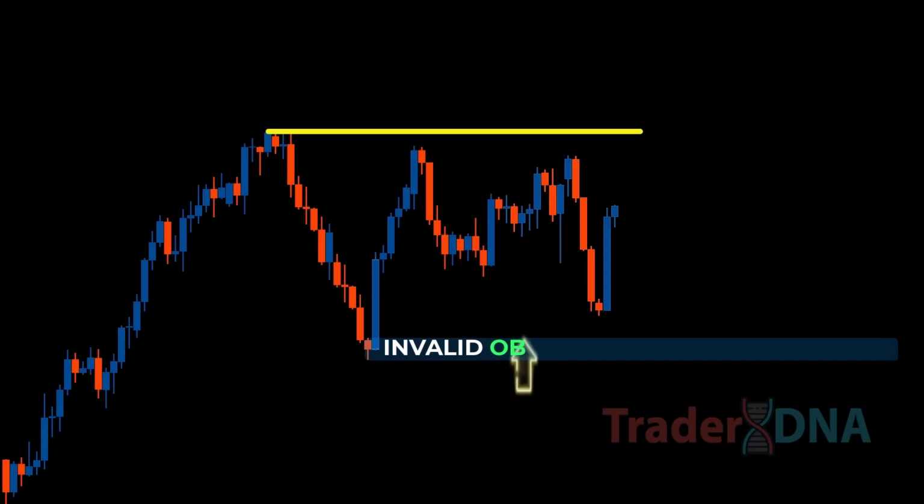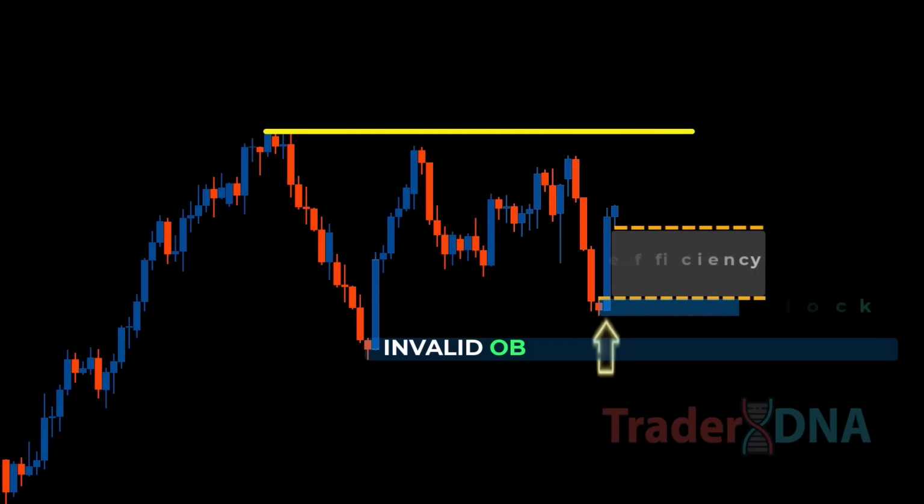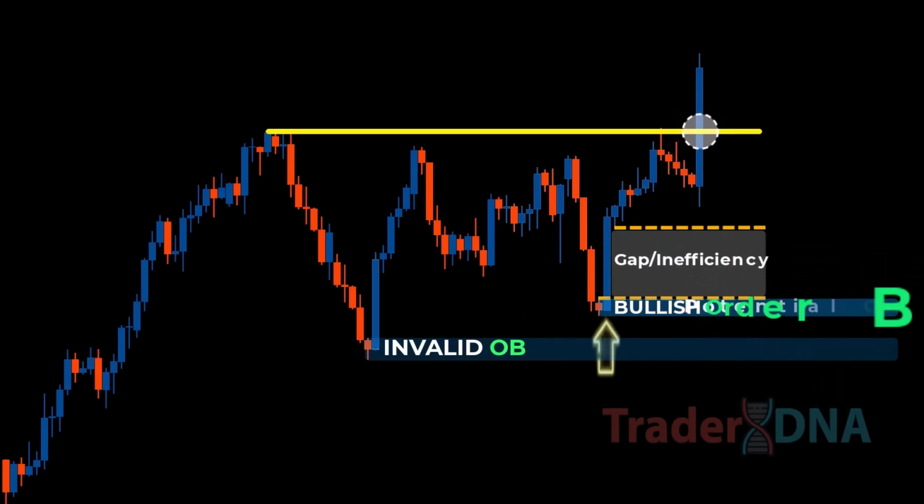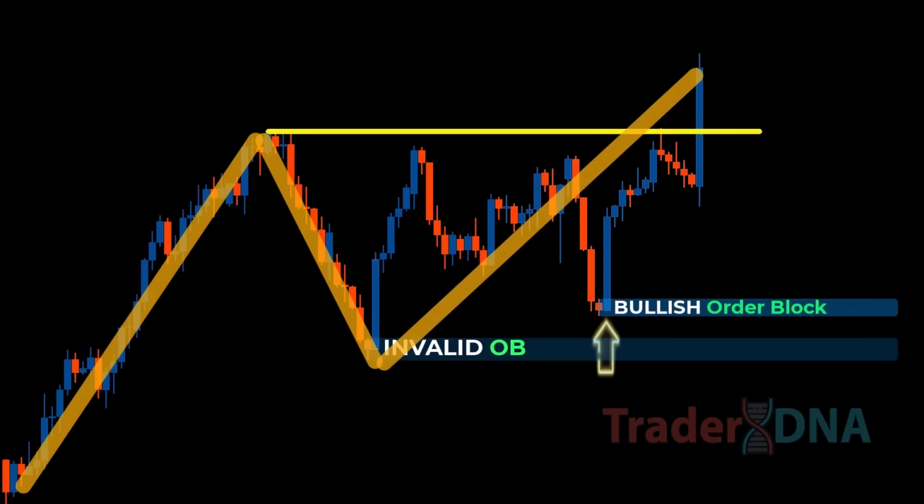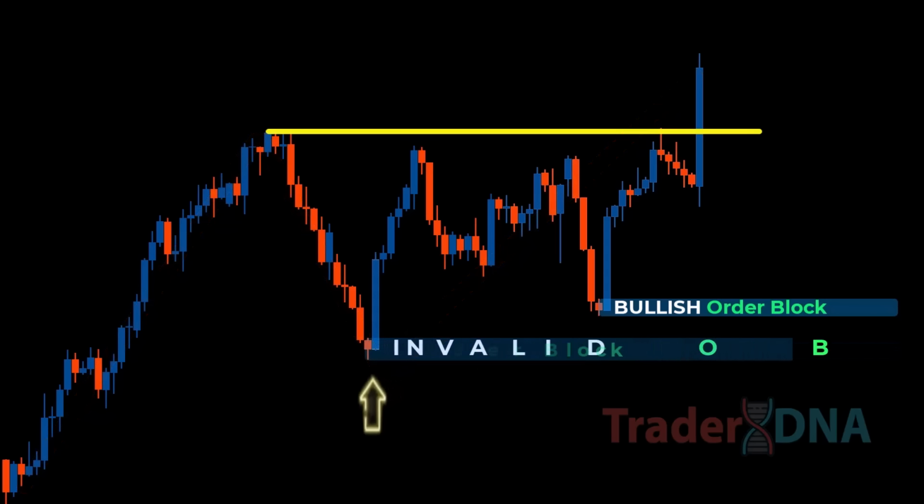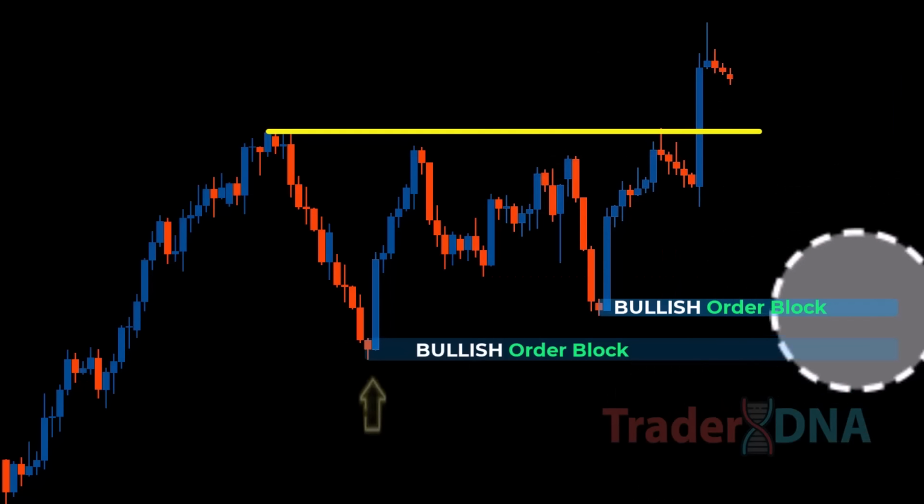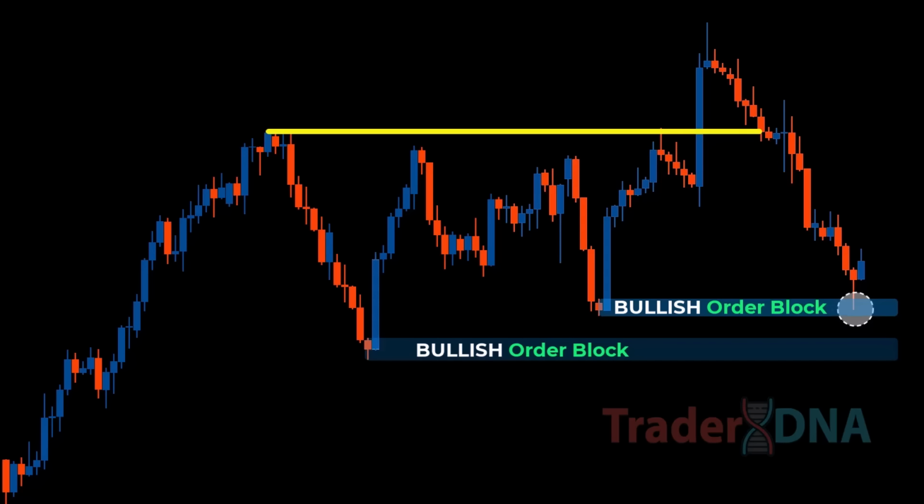Later, price drops, then rallies back up and creates more inefficiency, another potential order block. This time, price forms higher highs, but inside a smaller structure. That makes it a valid order block for that internal structure. Now zoom out. On the bigger structure, price also creates higher highs, which means that earlier potential order block just became valid too. So when you draw order blocks, everything depends on which structure you're analysing.